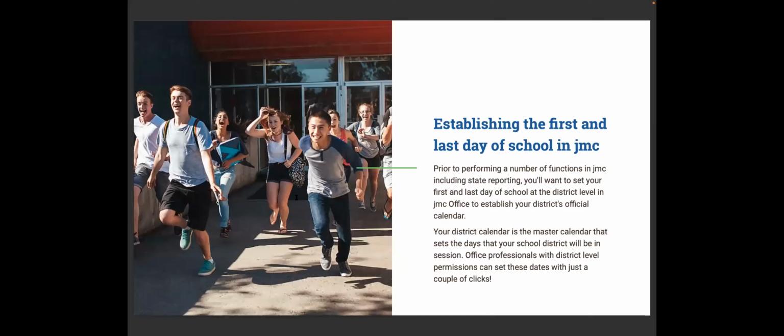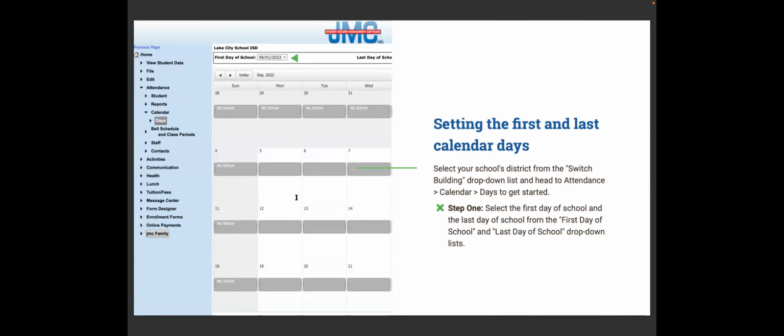Prior to performing a number of functions in JMC, including state reporting, you'll want to set your first and last day of school at the district level in JMC office to establish your district's official calendar. Your district calendar is the master calendar that sets the days that your school district will be in session. Office professionals with district level permissions can set the dates with just a couple of clicks. Really simple process, but you're going to want to be logged into the district level to do so.